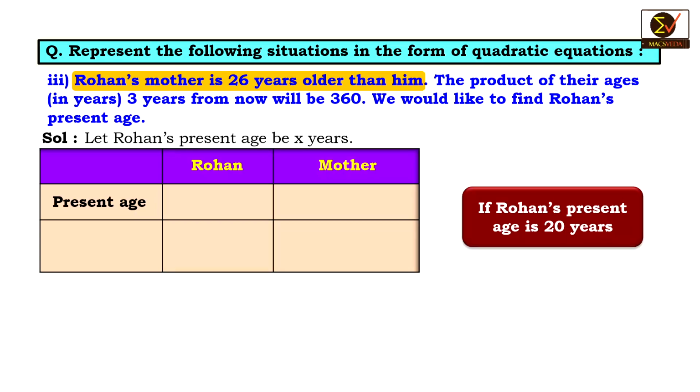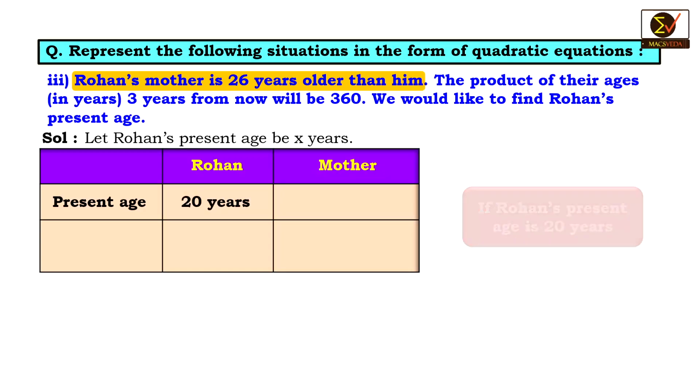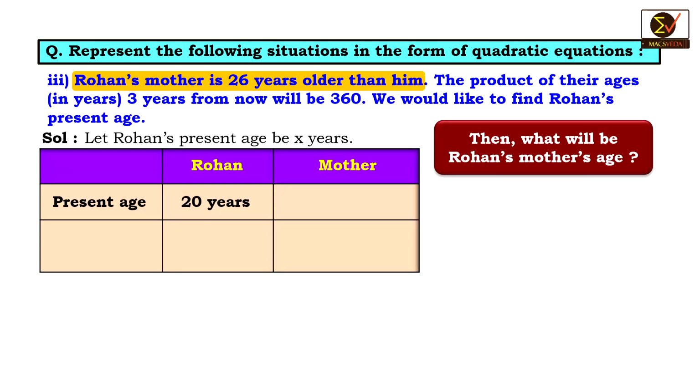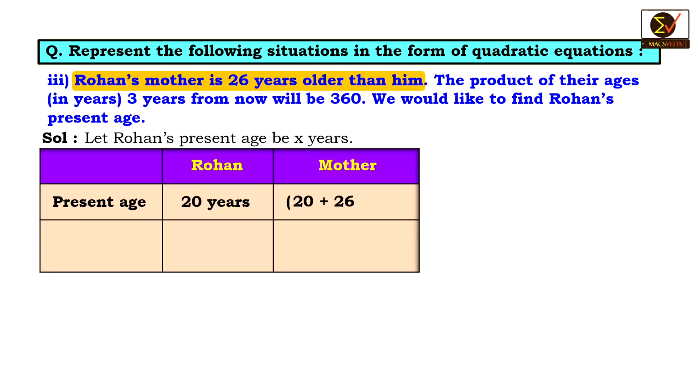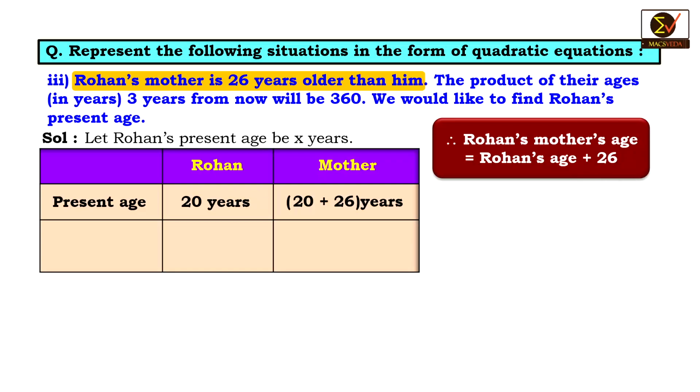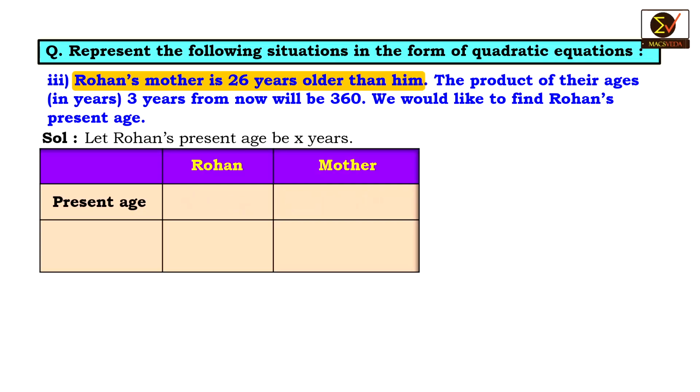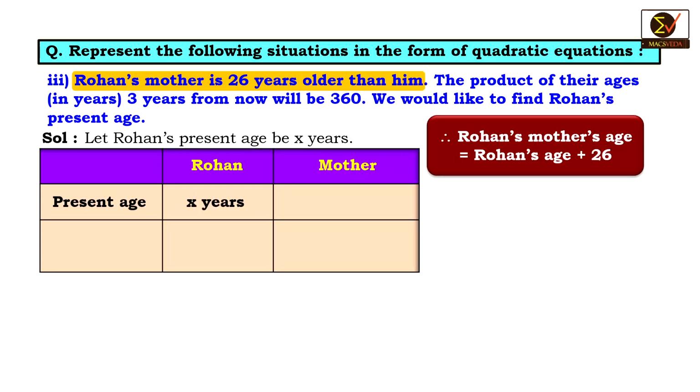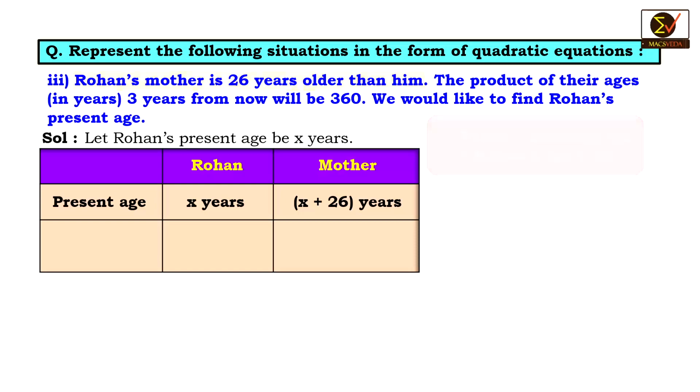See, if Rohan's present age is say 20 years, then what will be Rohan's mother's age? 26 years older than Rohan. Therefore 20 plus 26, which is 46 years. It is an example, because that is what is given, because Rohan's mother's age is Rohan's age plus 26. Suppose if Rohan's age is x years, then what about Rohan's mother's age? x plus 26 years. Very good.